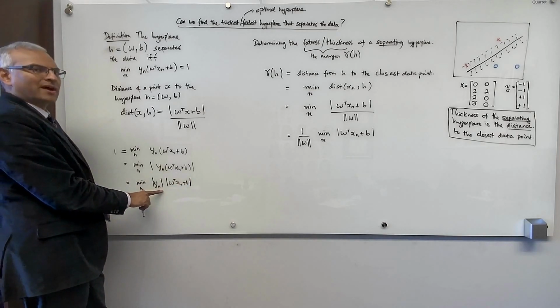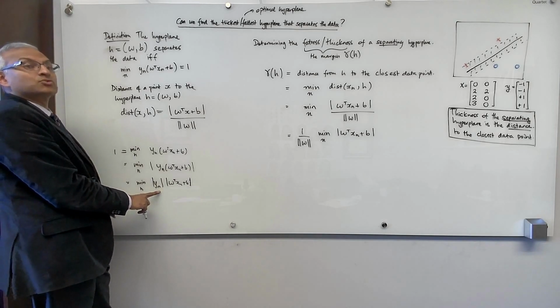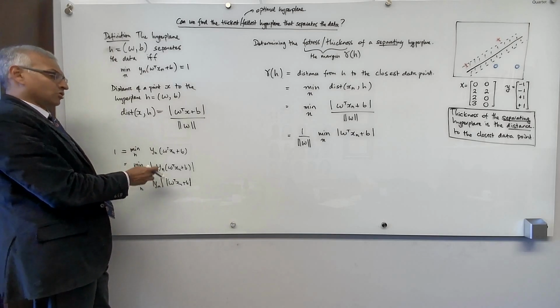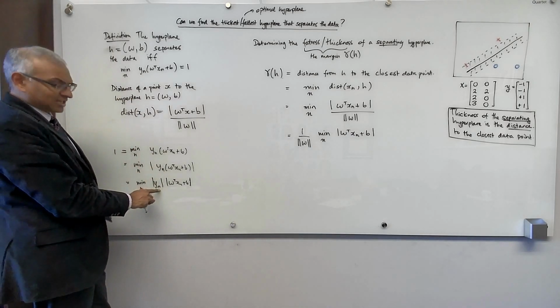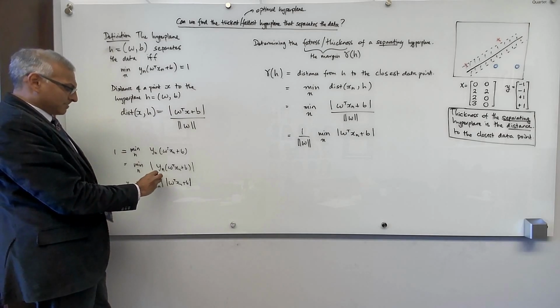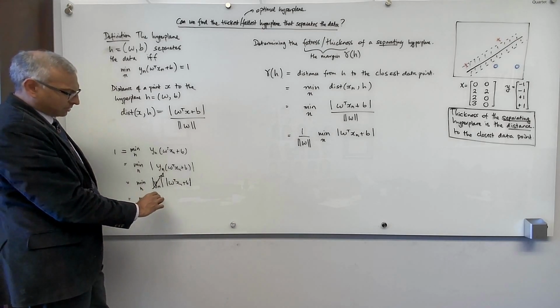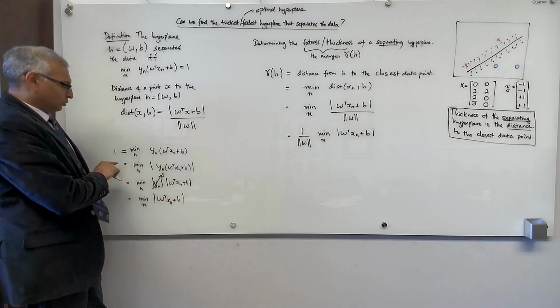And what's the magnitude of yn? That's one of the convenient things about making our yn's plus or minus 1. In some places you will see that people define classification as 0 or 1. Well, it's much more convenient to define it as plus or minus 1, because the magnitude of this yn is now 1. So this is the minimum over my data points of the absolute value of W transpose xn plus b, and this is equal to 1.